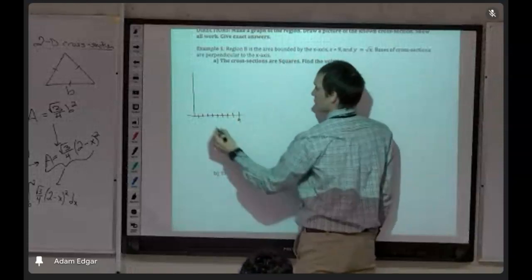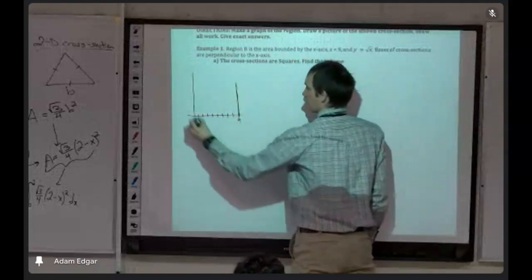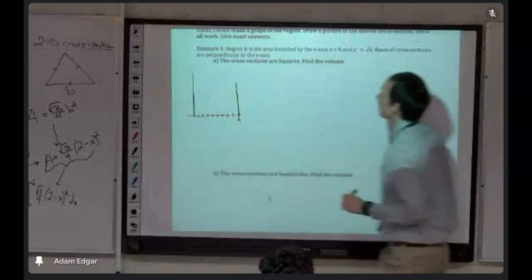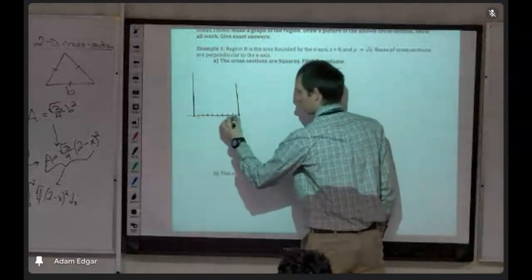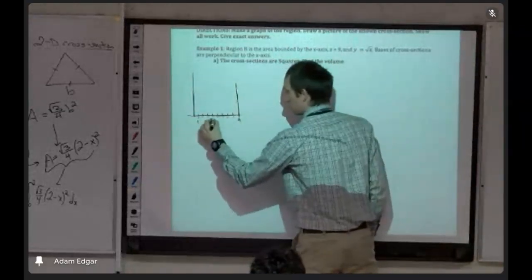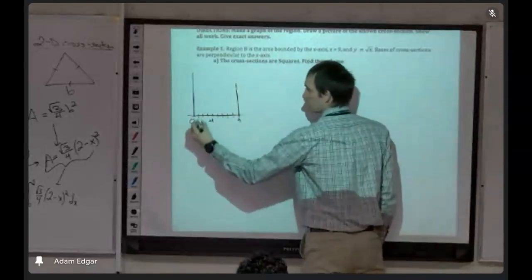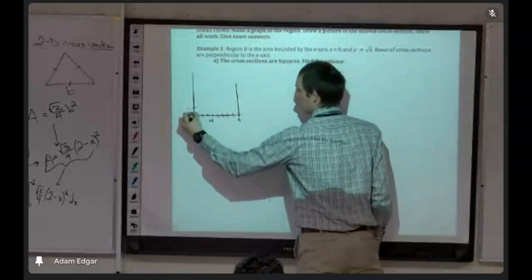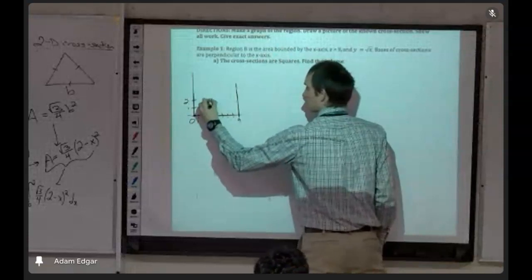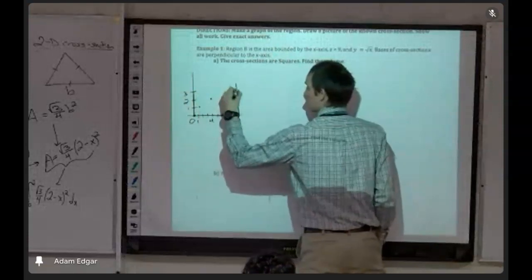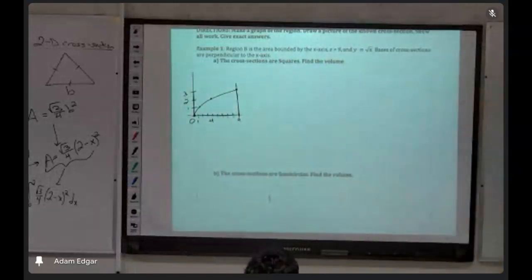So we have x equals 9. And then the x-axis, sorry, not x equals 0, the x-axis. And then we've got the curve y equals root x. So plot a few points from there. And boom. So that's your graph. Any questions so far?